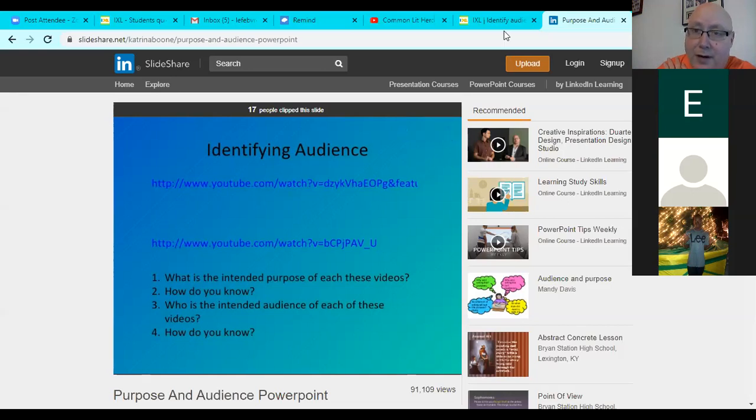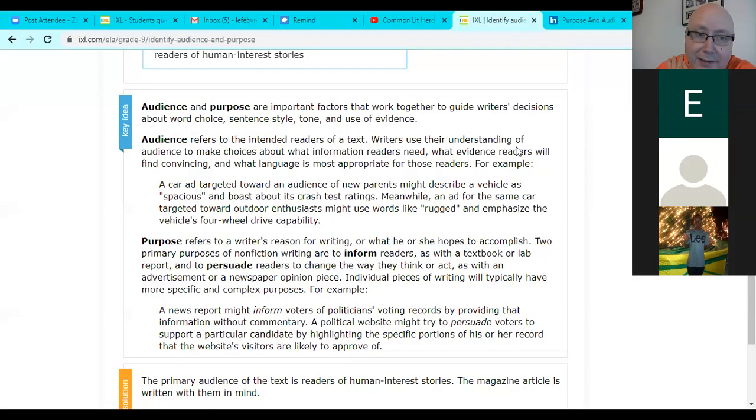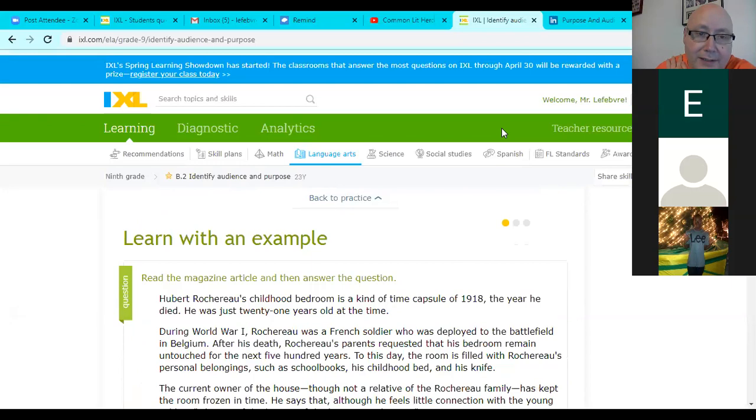Would you prefer we try a couple of the IXL assignments? Yes. All right, let's take a look at that. All right, so let's learn with an example.